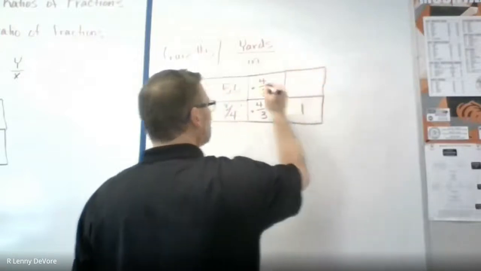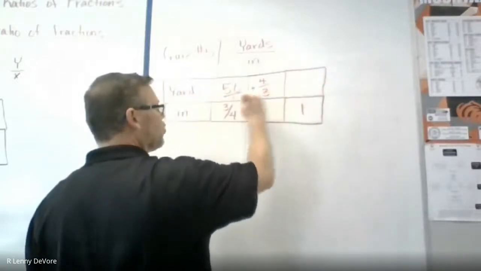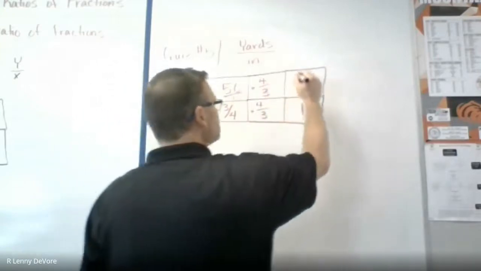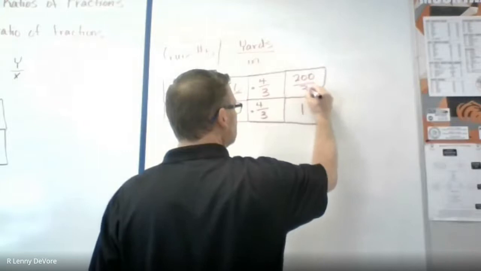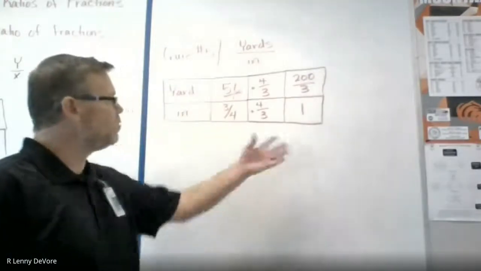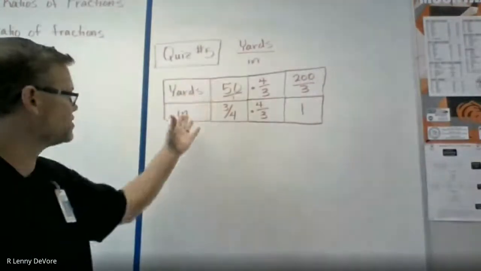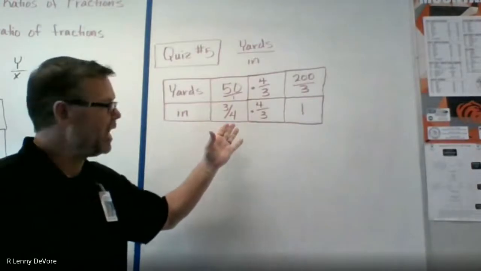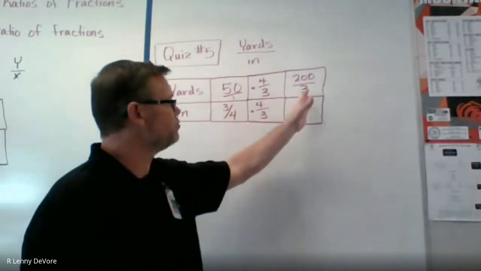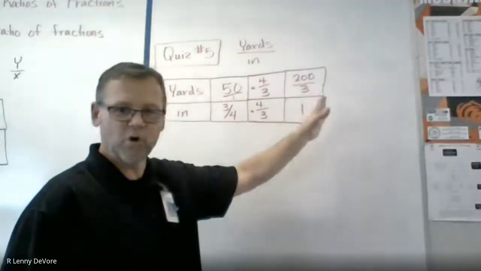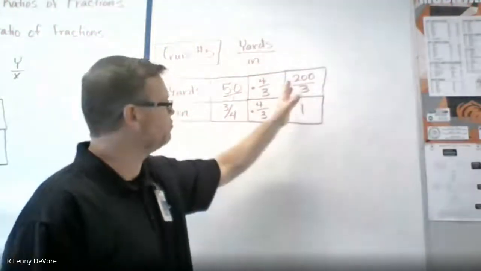This one I can't cross cancel. I put this over 1. I can't cross cancel anything. So this becomes 200 over 3. Now here's the deal. They want to know how many yards it is for 3 inches. And the thing is, you need to evaluate this. A lot of you might want to go through and put this into a decimal or a mixed number.